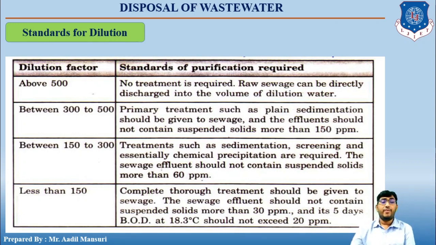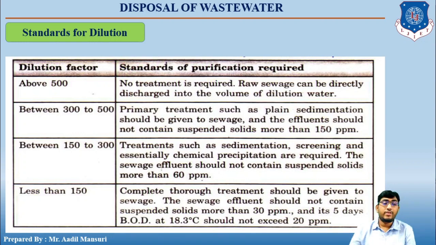If the dilution factor is between 300 and 500, then primary treatment such as plain sedimentation should be given, and the effluent should not contain suspended solids more than 150 ppm. Between 150 and 300, treatment such as sedimentation, screening, and chemical precipitation is essential, and the sewage effluent should not contain suspended solids more than 60 ppm.